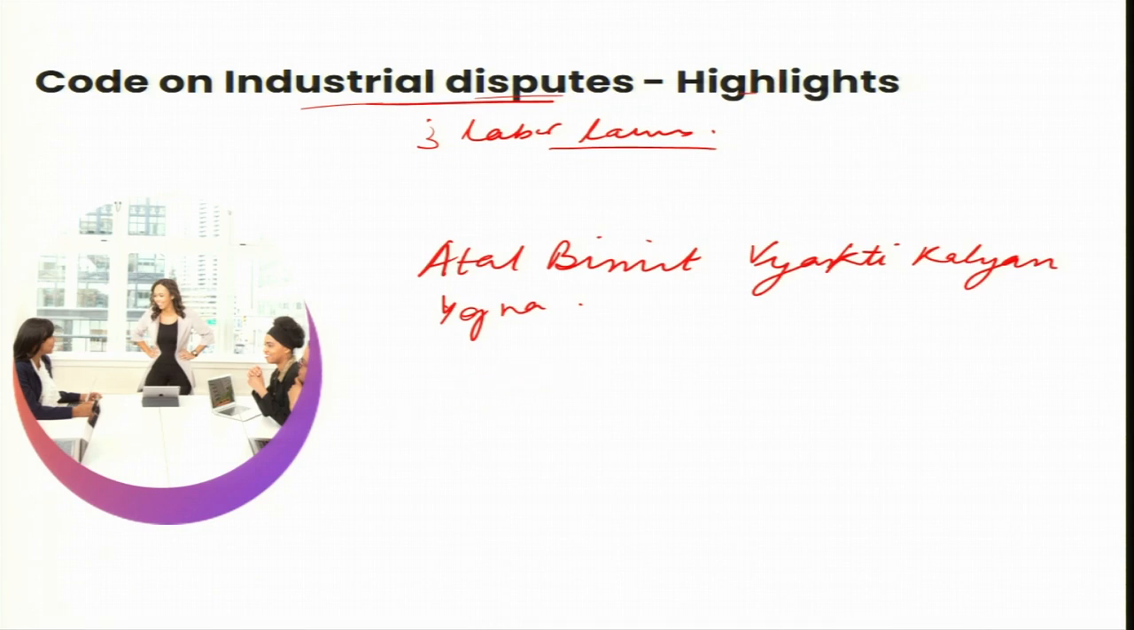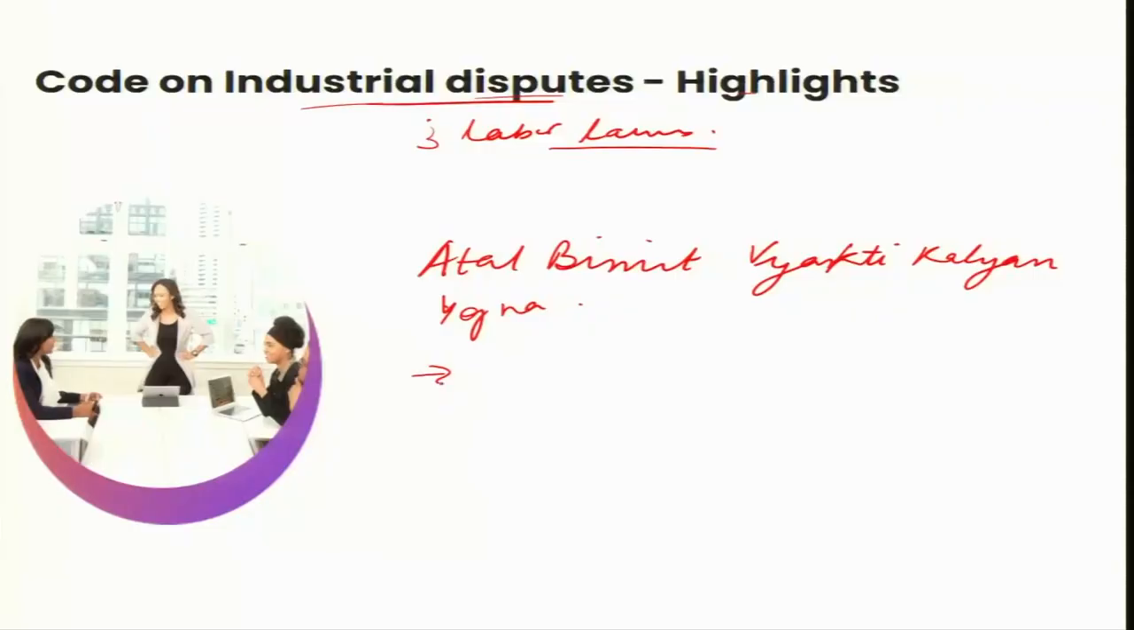At the time of retrenchment, a worker would be provided 15 days wages for reskilling. So if the individual is retrenched from his present job position and he wants to upskill himself, he wants to reskill himself, 15 days salary, 15 days wages would be given to him for reskilling so that he becomes further employable.